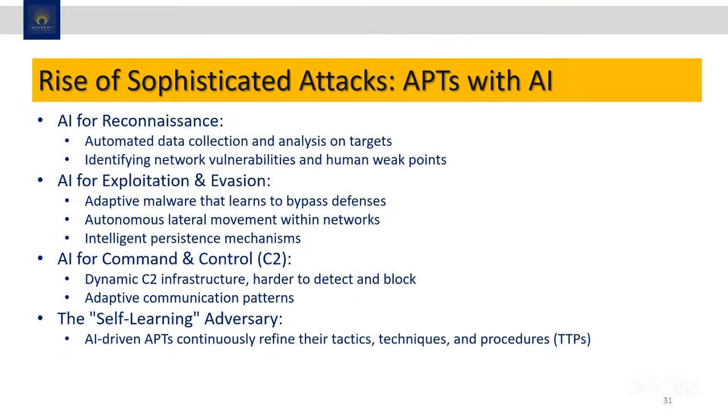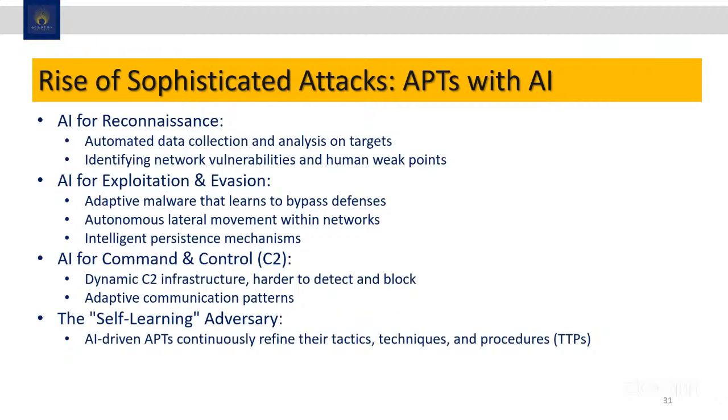The next is APTs, that is advanced persistent threats. If you were with us from the beginning, we explained what an APT is. So we have AI now helping APTs to be more advanced. Actually, it's transforming APTs. And this is the last one for the rise of sophisticated attacks. Then from there we'll go to the intersection of AI and cybersecurity, and then we'll call it a day for today.